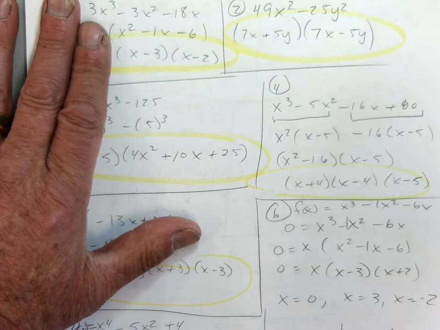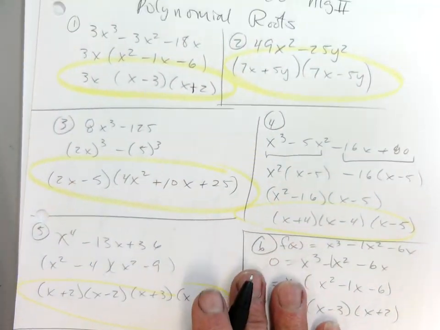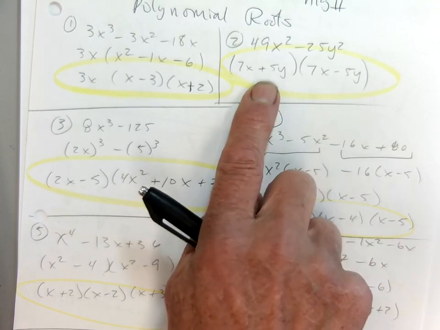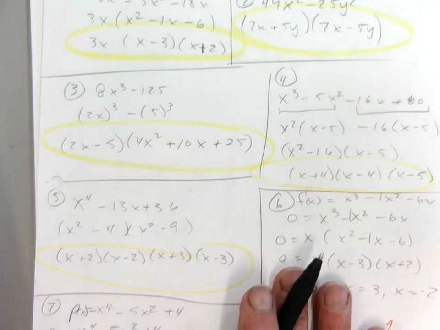Found a mistake, darn it. Glad I'm going back through this. And positive 2. Okay, it is factored. Number 2 is just 7x plus 5y, 7x minus 5y, because that's 49x squared minus 25y squared.